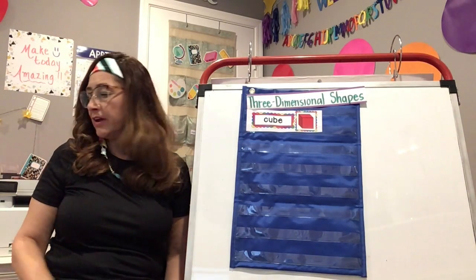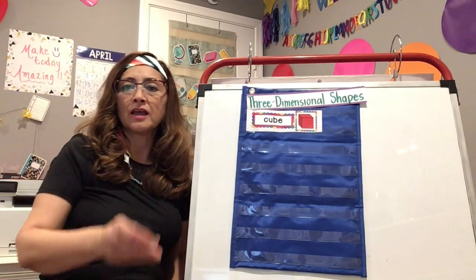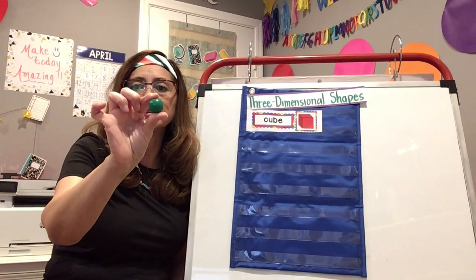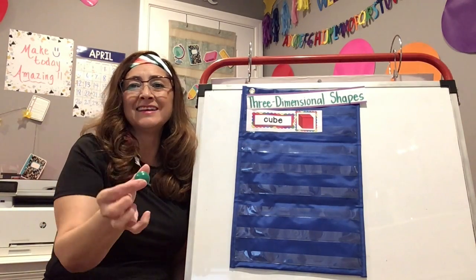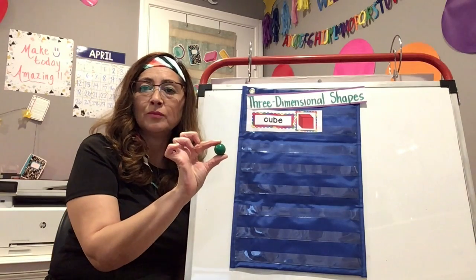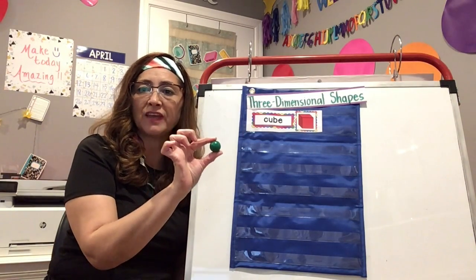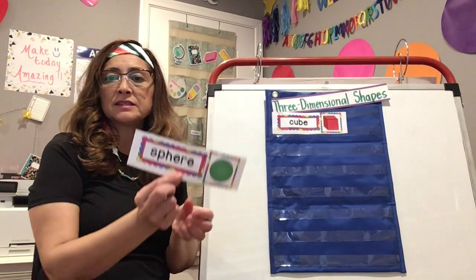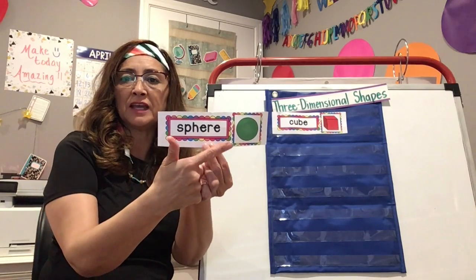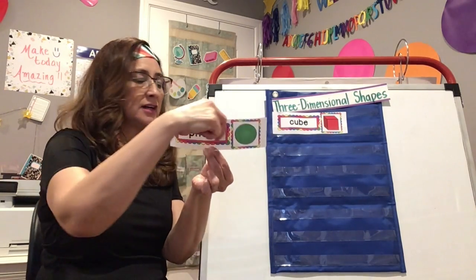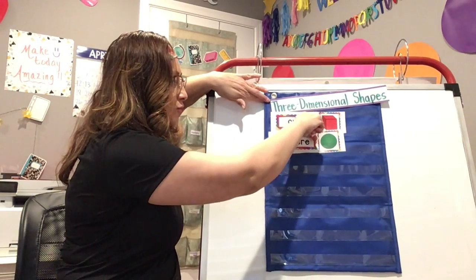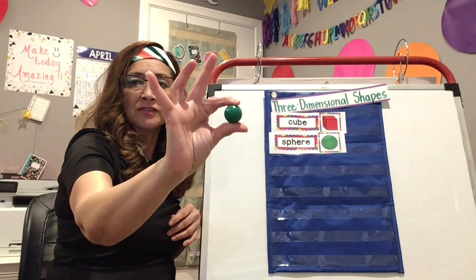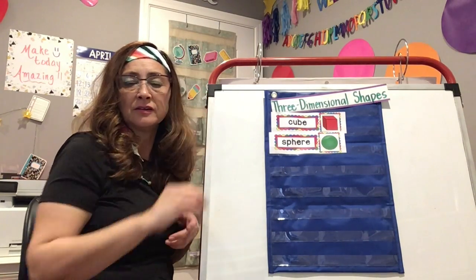Next, I'm going to show you this shape. Does anybody know what it's called? Well, yeah, it looks like a ball, but this shape is called a sphere. Can you say sphere? This is the word sphere. Now, take a good close look so that when you see this word, you're able to recognize it. Sphere. This is a sphere.